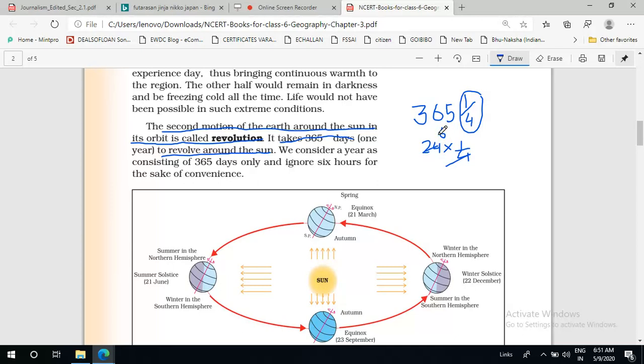taken by the earth in order to complete one revolution, 365 days and 6 hours. This 6 hours is saved. इसको सेव कर लिया जाता है, ठीक है. एवरी ईयर ये 6 hours को सेव कर लिया जाता है. तो जब मैंने पहले साल, first year, we saved 6 hours.